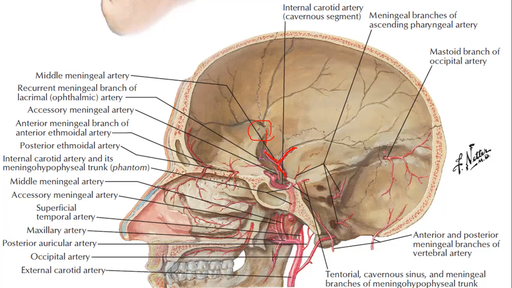But you can also see we have the mastoid branch of the occipital artery, which supplies mainly the dura of the posterior cranial fossa. You can also see the branches from the vertebral artery. Okay, you can also see meningeal branches from the anterior ethmoidal artery. Okay, so please go and revise this.